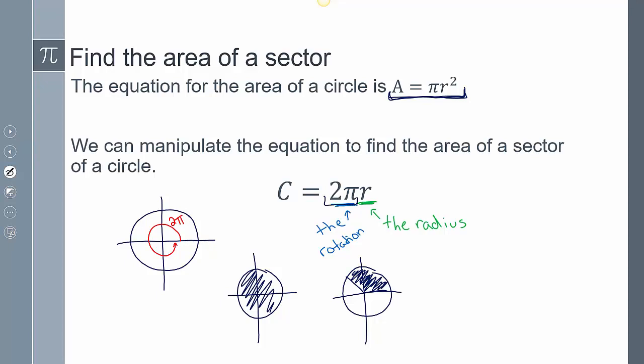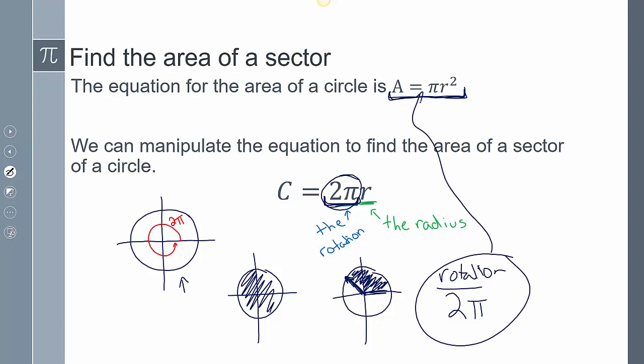I know that 2 pi is going to be the entire rotation of everything, and that shows visually here. It shows the entire rotation of that circle. Well, what if I say I only have this much rotation? What I'm going to do is create a ratio of this entire rotation to the rotation that I have. So I'm going to say whatever the rotation is over 2 pi. And I'm going to take this ratio and multiply it by whatever I get from my area.